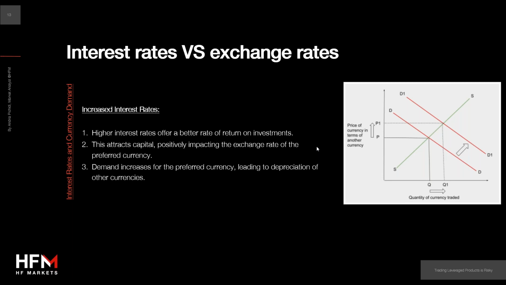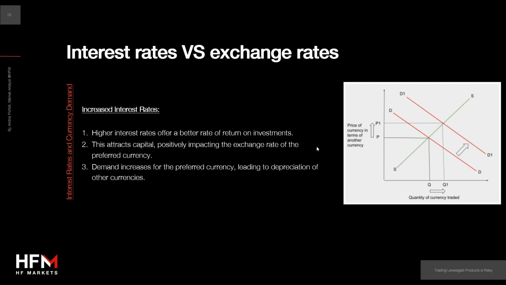I have a picture over here explaining precisely how the price of a currency can change based on the quantity of currency traded. The green line is the supply, right? The red line is the demand that is changing based on the increased demand after an interest rate hike.